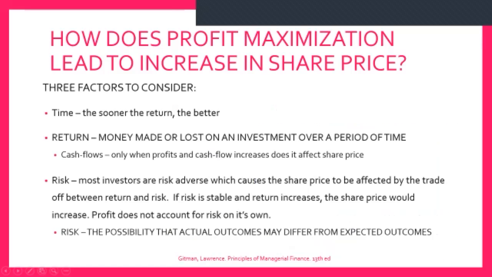Now, how does profit maximization lead to increase in share price? So we just said the goal is to maximize the profits to make sure that the decisions we make are going to return higher profits on a per share basis. And as well, if we maximize shareholders' wealth, the share price will be increased. So how does this work? How does profit maximization lead to increased share price? There are three factors. Time.